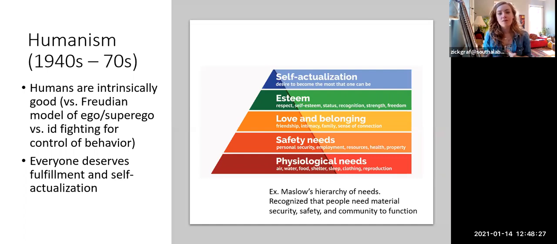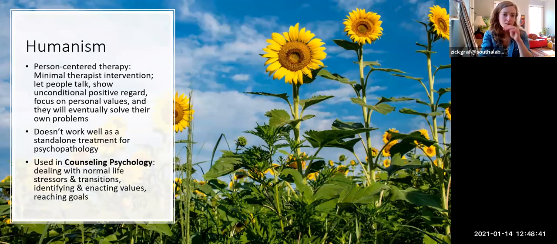So humanism really recognized that people need material things. People need material safety, comfort, and security in order to be fully psychologically healthy. So the humanistic treatment of mental illness, of psychopathology, is known as person-centered therapy. Person-centered therapy involves minimal intervention from the therapist. It's basically a safe space for people to just talk, express themselves, talk about their needs, talk about how to address them.